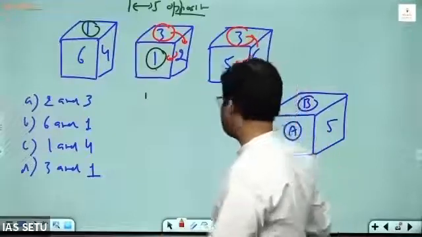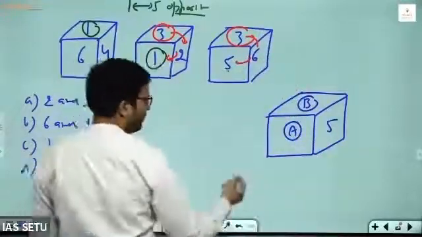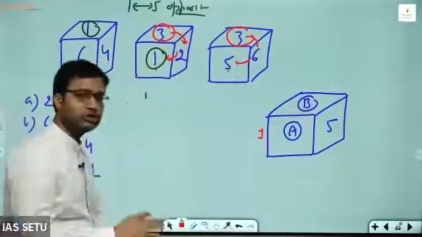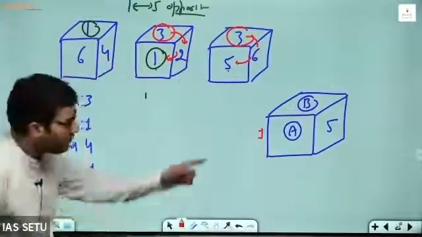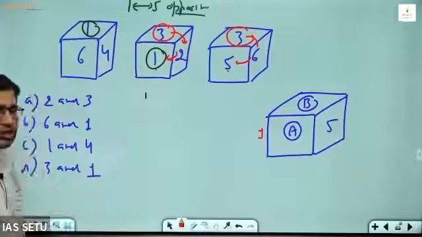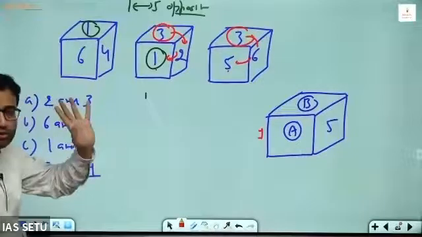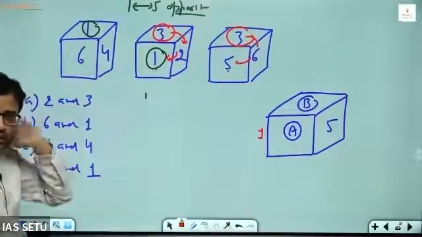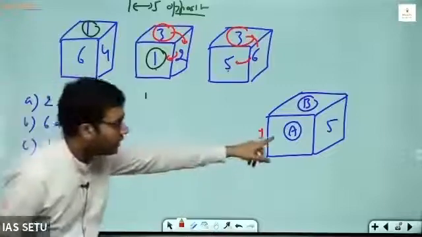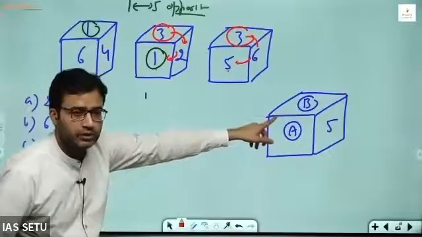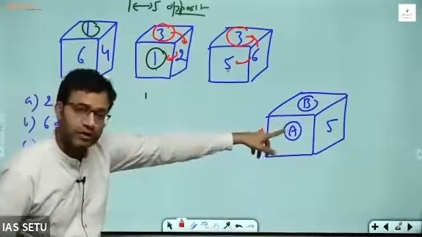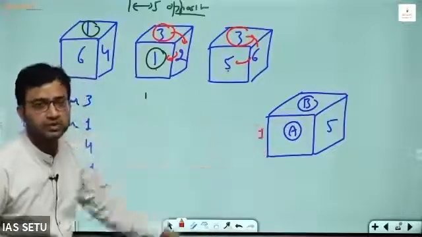So if 5 is on the right side, there will be 1 on the left side. Opposite means enemy. 1 and 5 are enemies to each other. They cannot be together, they cannot be adjacent. Opposite. 5 is on the right side, 1 is on the left side. So A cannot be 1, B cannot be 1. If you put A as 1, you are putting 1 adjacent to 5, which is against your question.